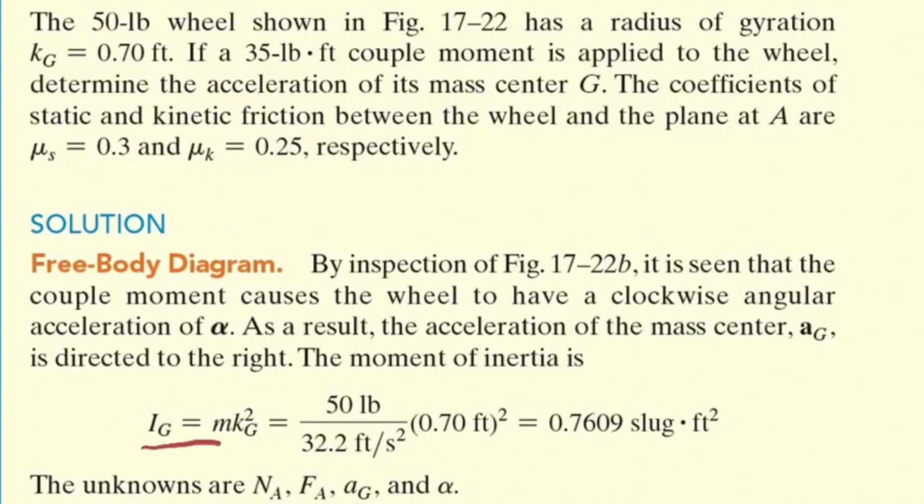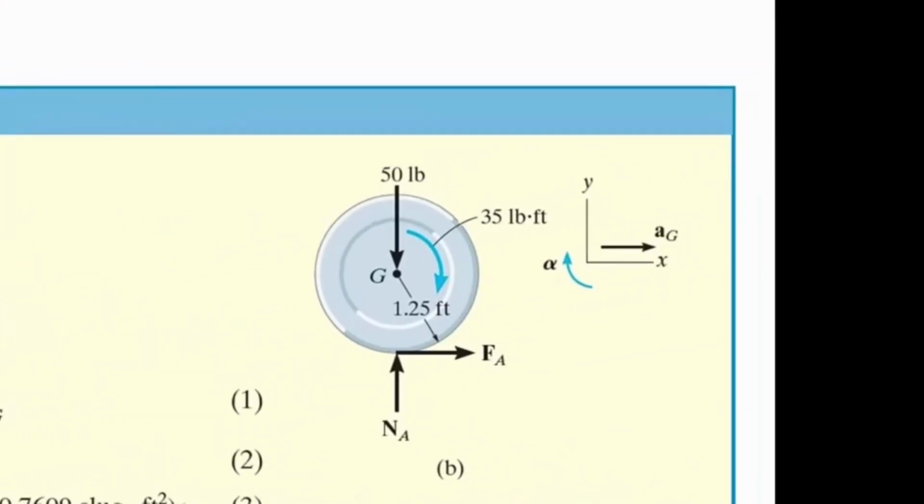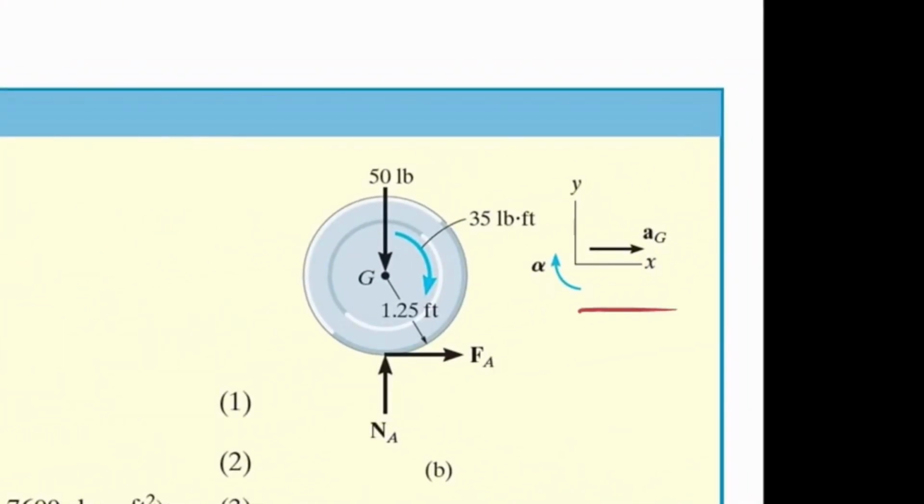So the first thing we do is we solve for the mass moment of inertia about the point G. It's equal to the mass times k squared. So you can see that here. Here's the mass times k squared. So the moment of inertia about G is 0.7609 slug feet squared. So the next step is to draw the free body diagram and establish the coordinate frame, which you see here.